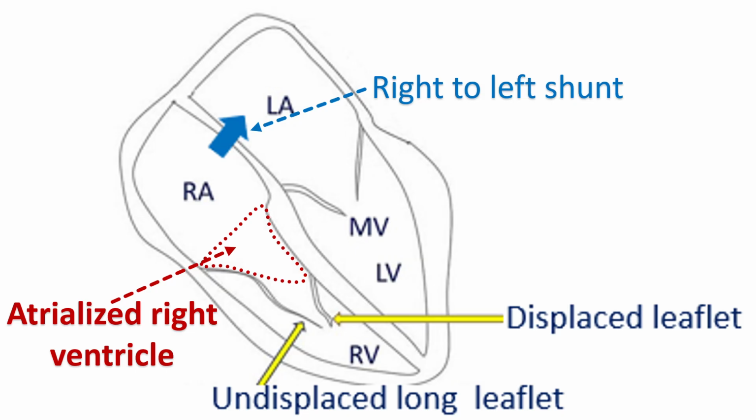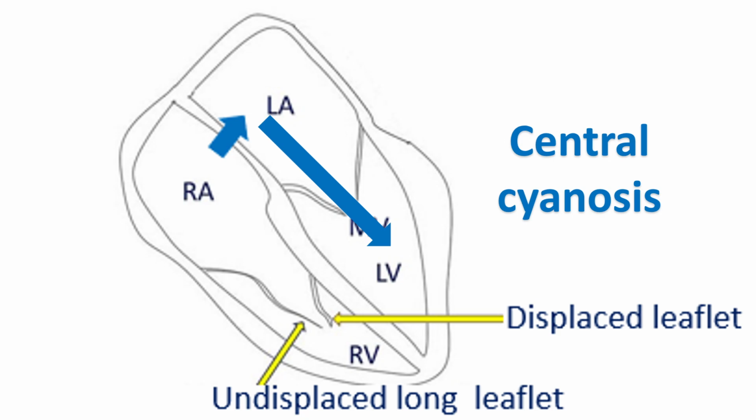As the pressure in the right atrium is usually higher than that in the left atrium in Ebstein's anomaly, blood shunts from right atrium to left atrium. When the right atrial blood with lower oxygen saturation mixes with left atrial blood, the oxygen content of left atrial blood decreases. This blood flows into the left ventricle and is pumped out into the aorta. Hence, systemic oxygen saturation drops and can manifest as central cyanosis in Ebstein's anomaly.